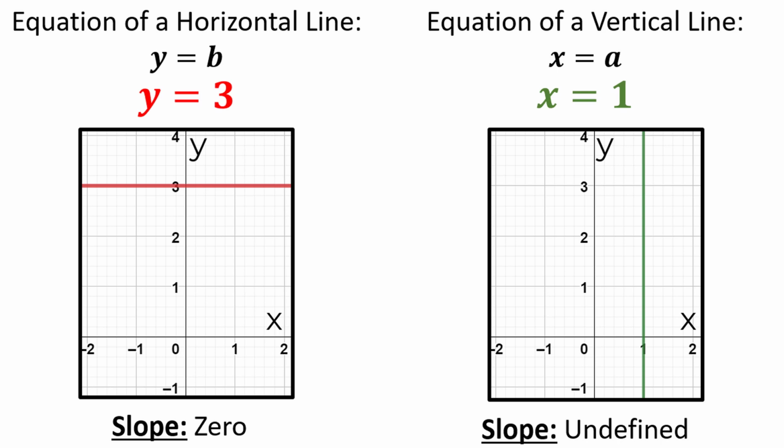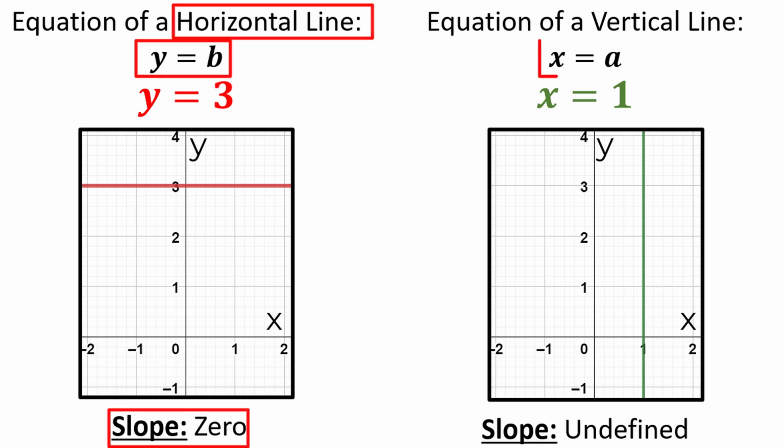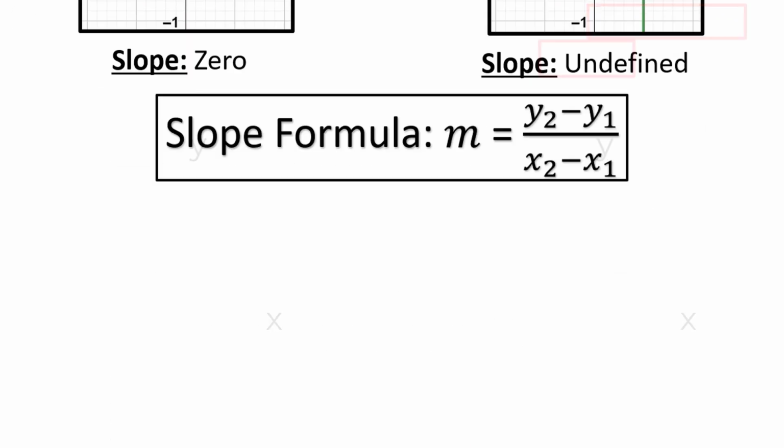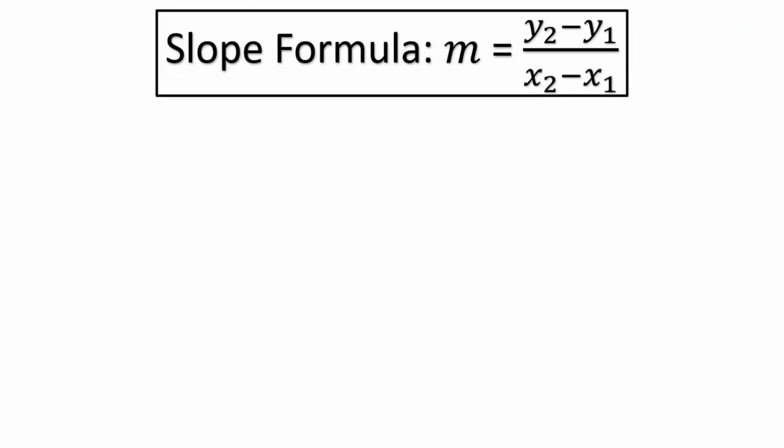The main thing to remember is that the equation y equals a constant is a horizontal line with a slope of 0, and the equation x equals a constant is a vertical line with an undefined slope. Recall that the formula to calculate slope given 2 points is y2 minus y1 over x2 minus x1, and that we label slope with the letter m. Let's try a few examples of using the slope formula for vertical or horizontal lines.